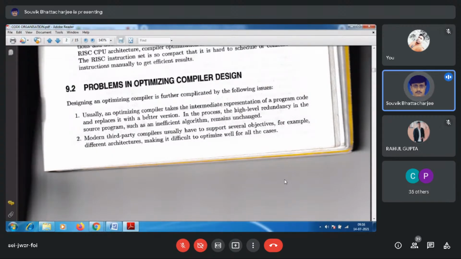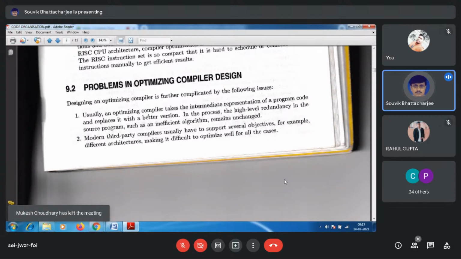Designing an optimizing compiler is further complicated by the following issues. First one, usually an optimizing compiler takes the intermediate representation of the program code and replaces it with a better version. In the process, high-level redundancy in the source program, such as an inefficient algorithm, remains unchanged. That means it modifies the program code, but it is not modifying the algorithm.